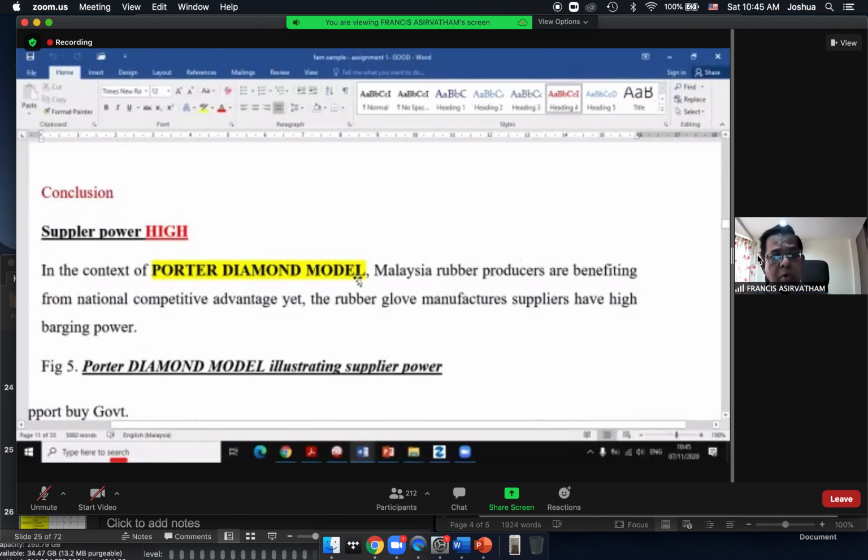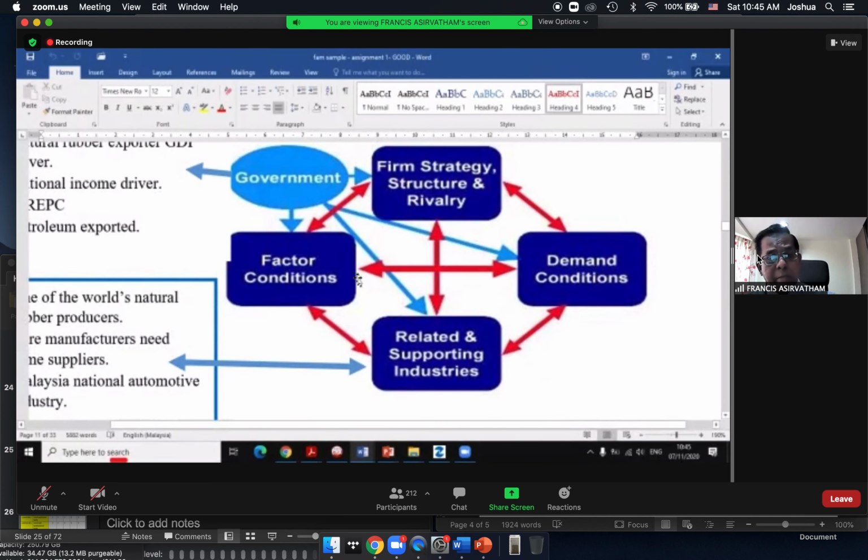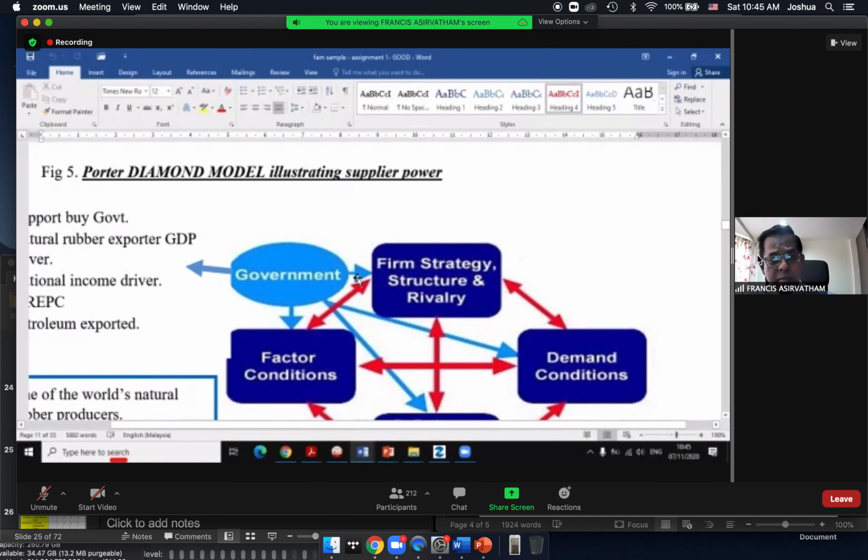He's using another model. This is for the international market, the diamond model. You don't need to do that. I didn't ask you to do it.